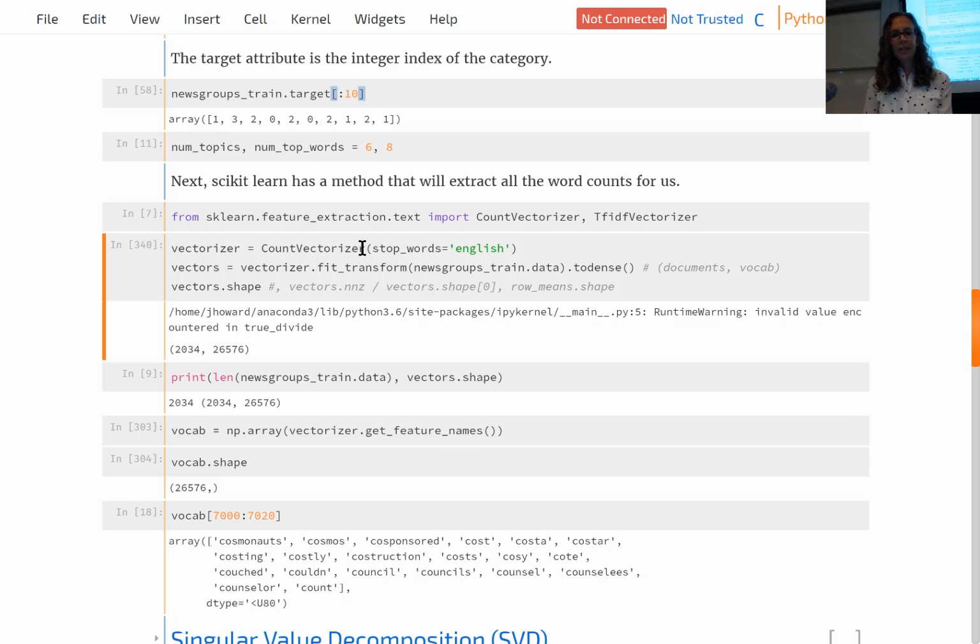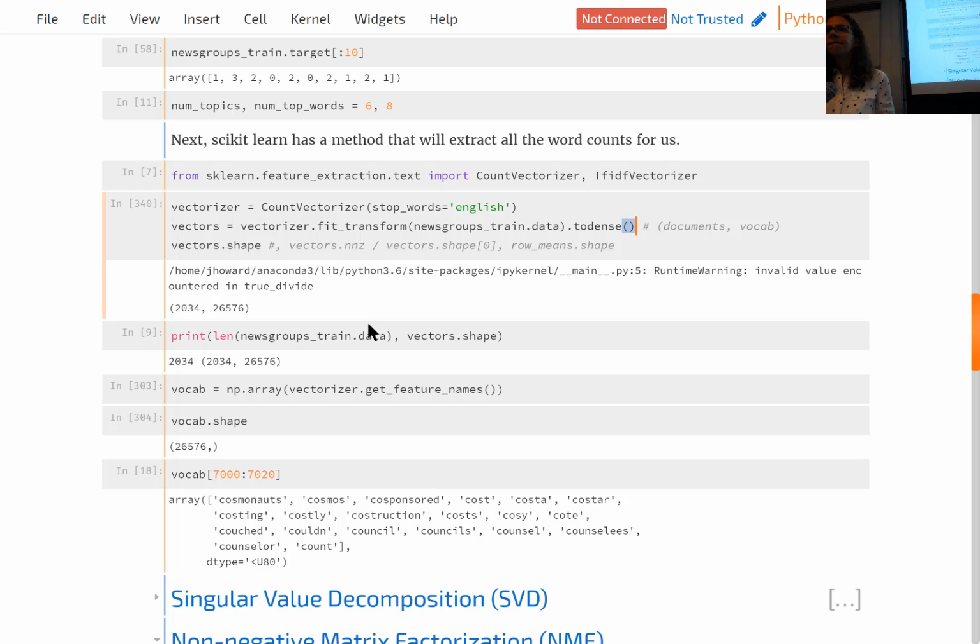Note, after we get our vectorizer, we do a vectorizer fit_transform, we pass the newsgroups training data, and then we convert this to dense. Last time I talked about sparse versus dense matrices. We'll go into more detail on that in the future, but what Scikit-Learn is returning is sparse, and we're going to make it dense because that's easier for what we're doing today. Now we can check the shape, and we've still got 2,000 documents, and it looks like we have 26,000 vocabulary words. What's the order of these words in the lecture?